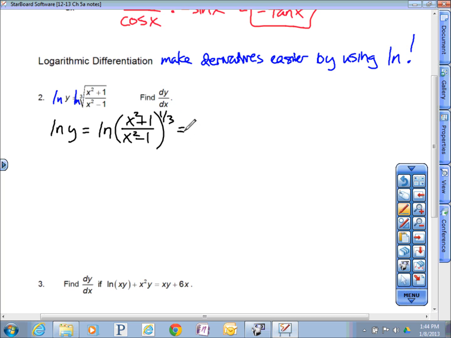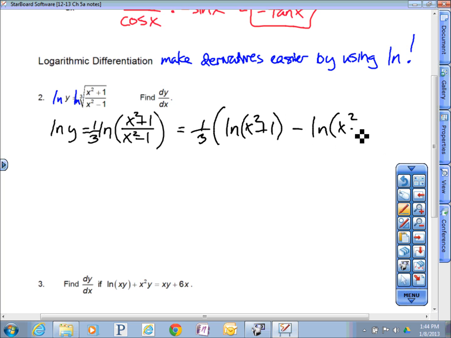I could put a 1/3 in front of everything to start with. Let's take this 1/3 and put it down in front of everything. Now expand those two quantities being divided into two separate logs: 1/3 times the quantity natural log of x squared plus 1 minus natural log of quantity x squared minus 1.